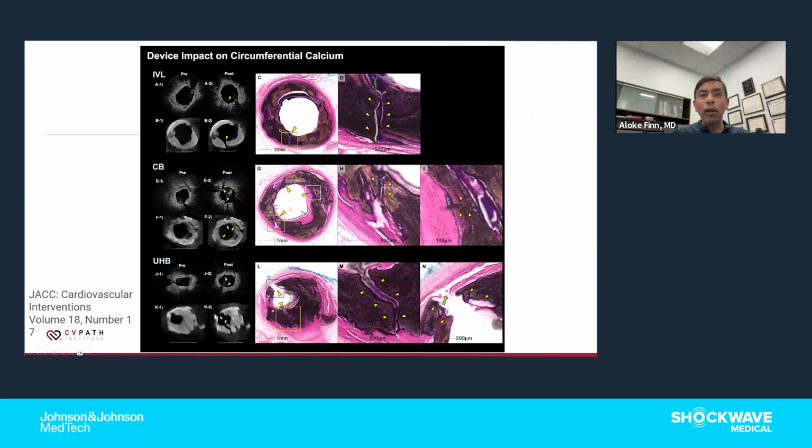Here's an example of what I'm talking about, an example of circumferential calcium. You can see IVL clearly induces fractures from the pre on the left to the post, where the little arrow is showing you clearly on the OCT on the upper panel and the micro CT on the lower panel, clear evidence of a nice fracture within an area of sheet calcium. Cutting balloon, here you can see evidence of fractures that were induced by cutting balloon, and the same was shown down here by ultra pressure balloon in this one section. And the corresponding histology is shown on the right-hand side.